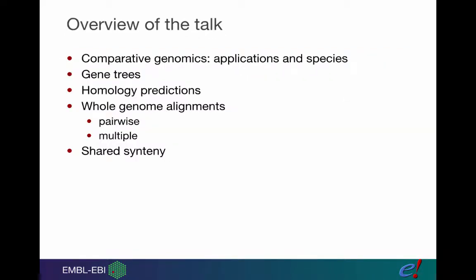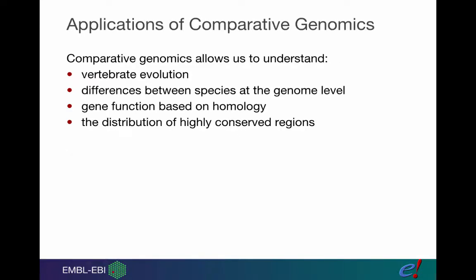So what I'm going to cover today is what comparative genomics is used for, what species we have data for. I'm going to talk about gene trees and how these are used for homology predictions. And I'm going to talk about whole genome alignments, both pairwise and multiple. And I'll also cover shared synteny.